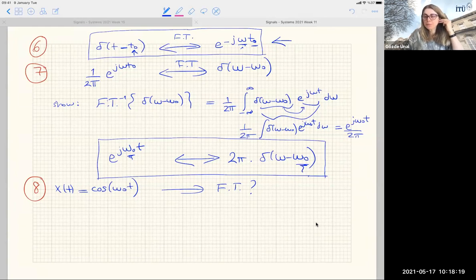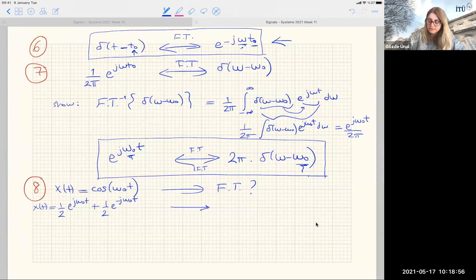You can use property 7 or this pair, Fourier transform pair 7. Fourier transform, inverse Fourier transform. How can I expand this x of t by Euler formula, right? So x of t is really 1 over 2 e to the j omega 0 t plus 1 over 2 e to the minus j omega 0 t, right? Now, it's easy, right?